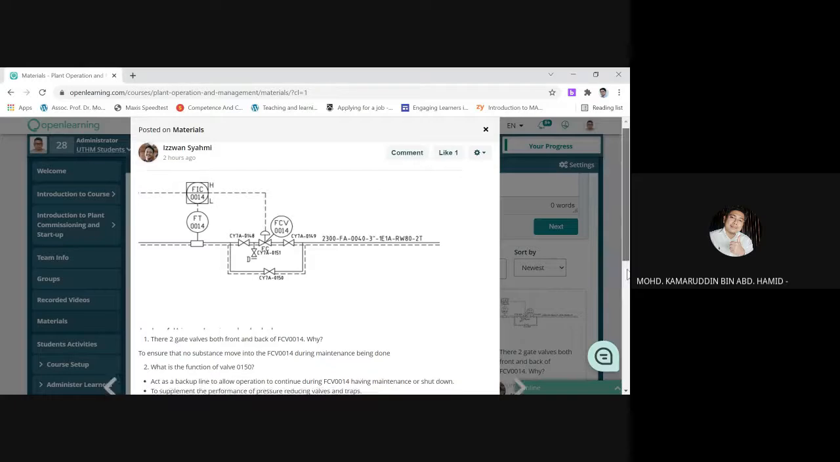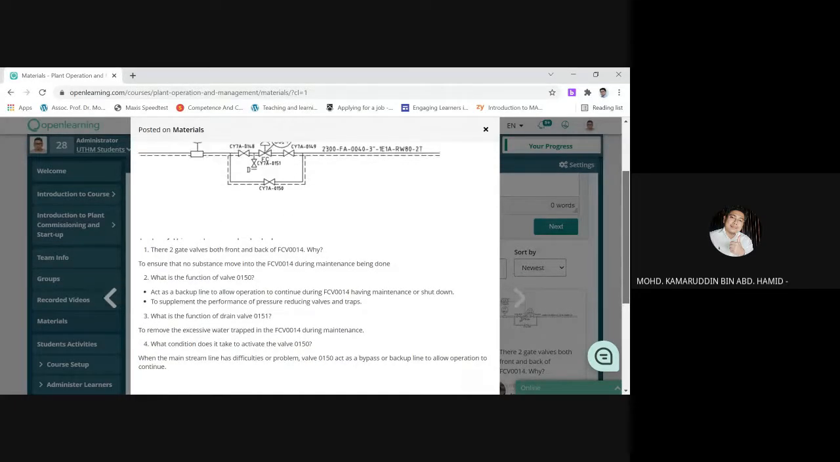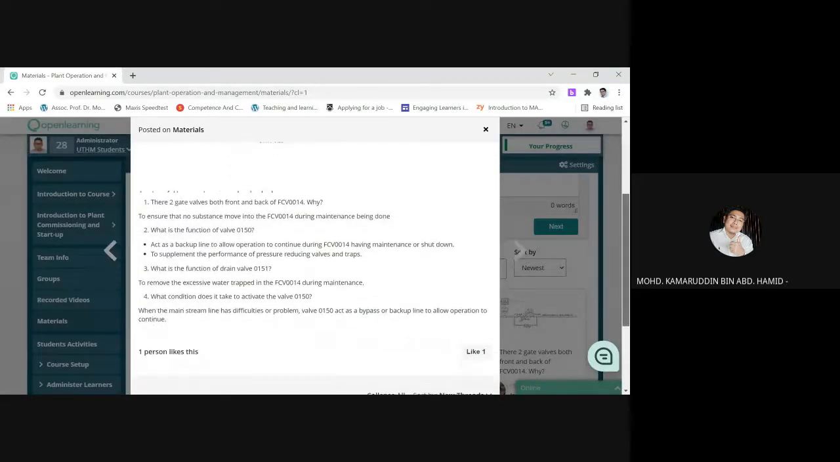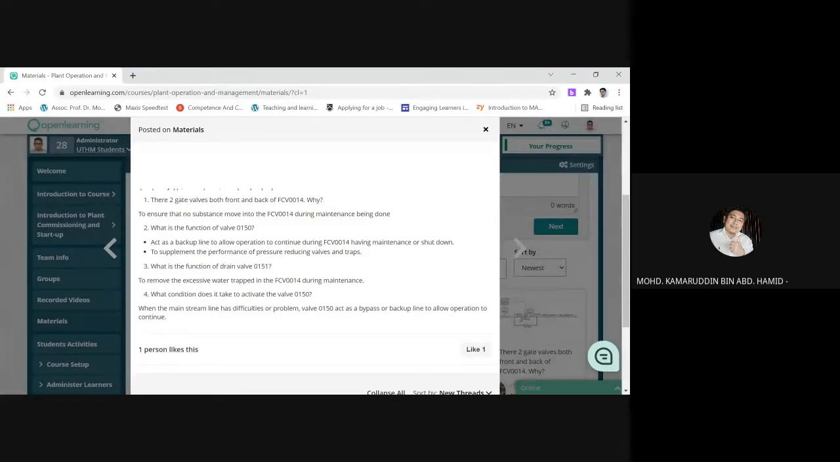So we go to the next question. What is the function of valve 0150? All right, 0150, I have mentioned that before, just now. Act as a backup line to allow operating to continue during the maintenance shutdown to supplement the performance of the reading valve. Okay, please revise the answer. The answer is not that. That is not the exact answer that we want, because 0150 is the gate valve for the bypass. So that is the purpose.